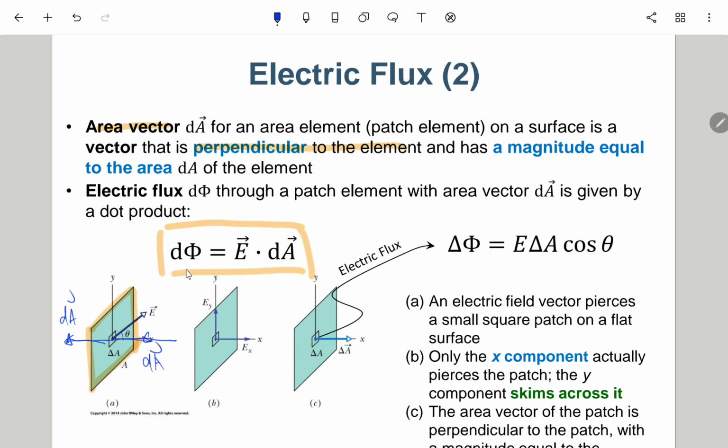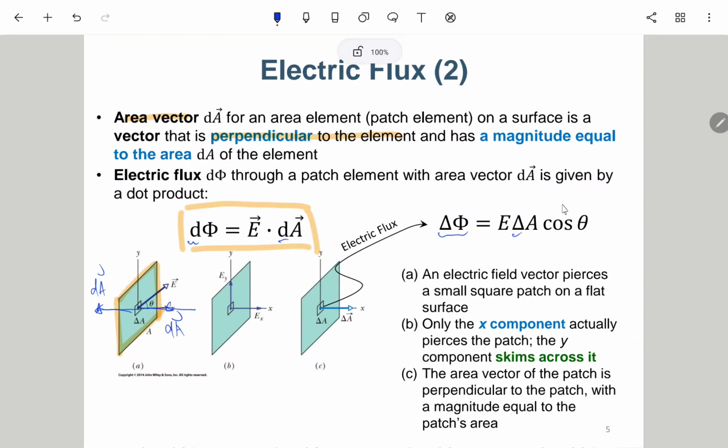Okay, and actually when we would like to calculate this stuff, we can imagine this d phi or delta phi is a similar thing. We just change d to delta only. So yeah, just some notation, but actually they are the same thing.